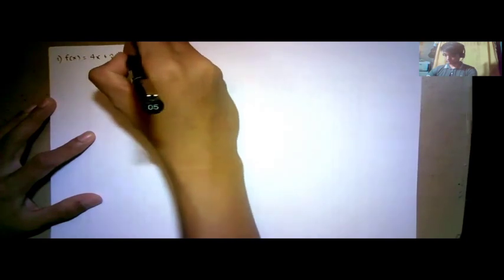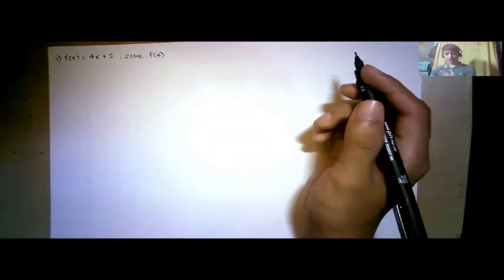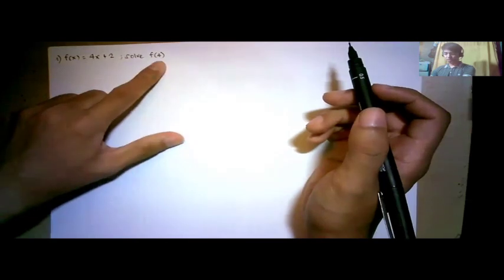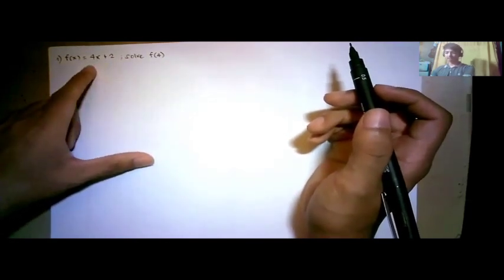Example number 1. If I have f of x equal to 4x plus 2, solve for f of 4. What we are going to do basically here is just substitute 4 for every variable x in the given. Since the given is 4x plus 2, you're just going to substitute.